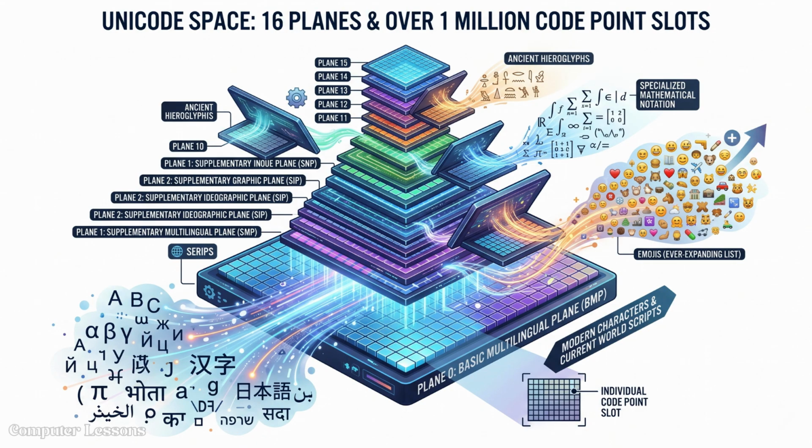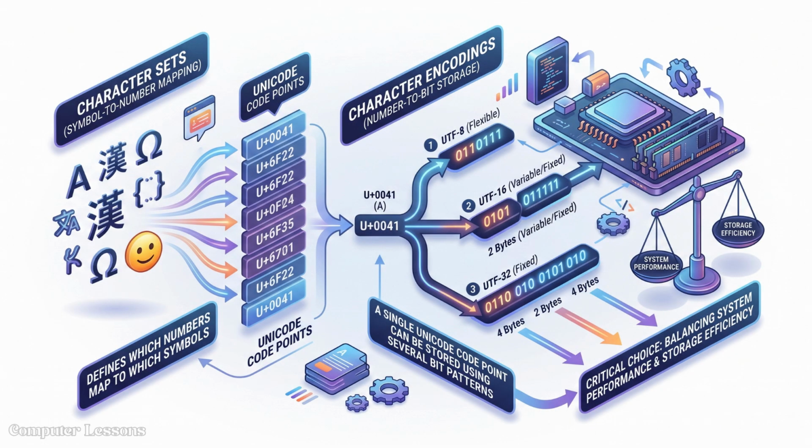Most modern characters reside in the basic multilingual plane, which covers current world scripts. Higher planes store ancient hieroglyphs, specialized mathematical notation, and the ever-expanding list of emojis. Character sets define which numbers map to which symbols, while character encodings determine how bits store those numbers.